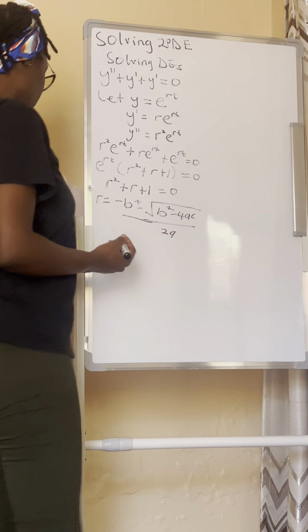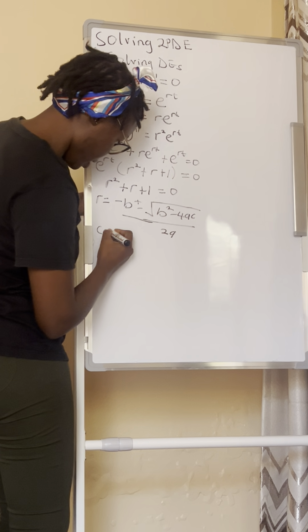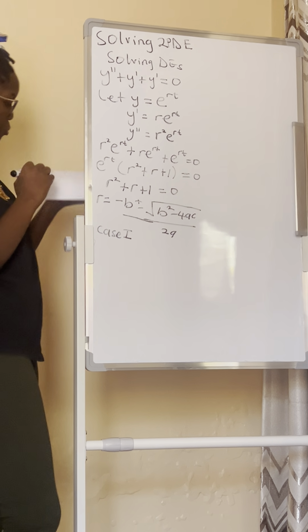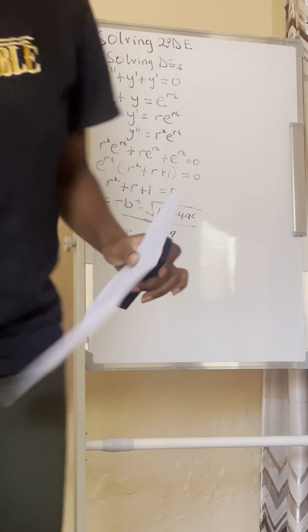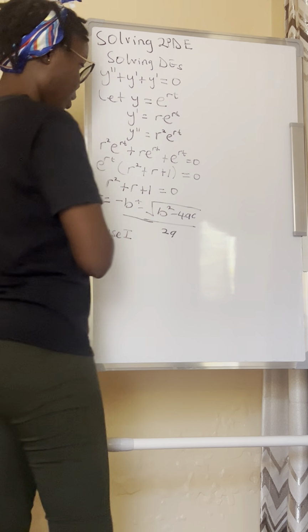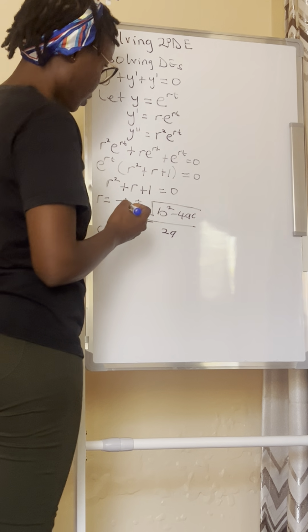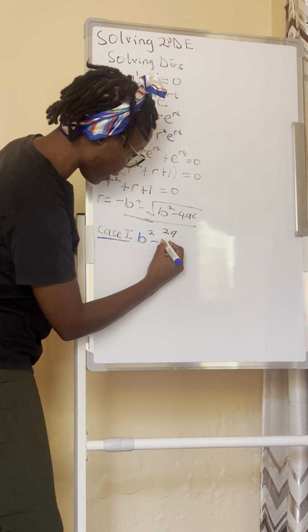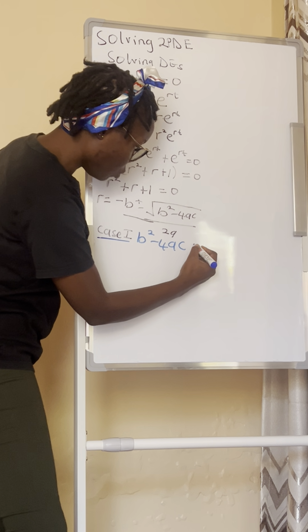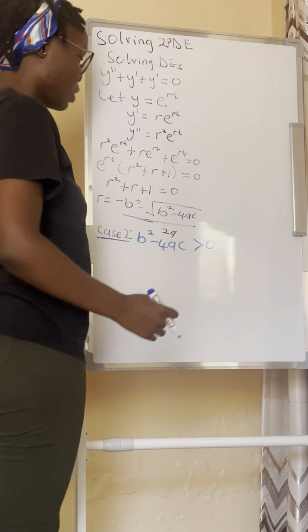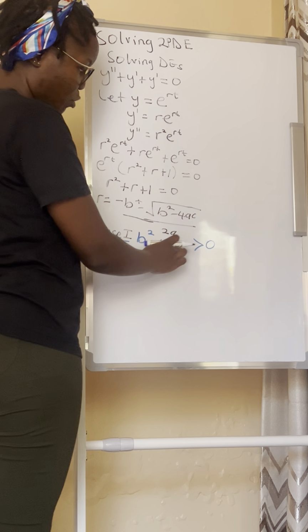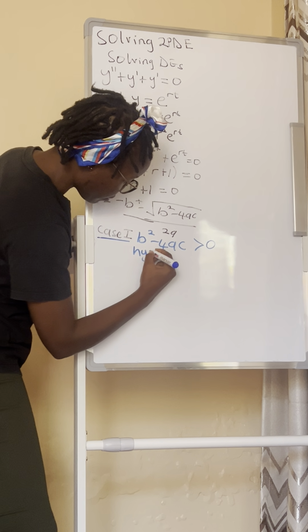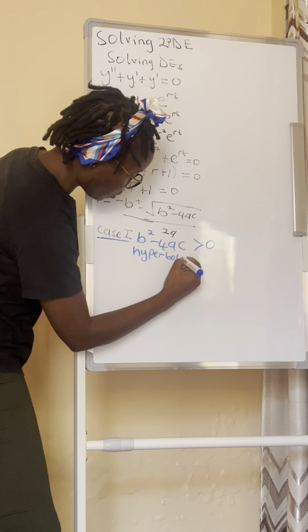Now, in case 1, solving this equation, the discriminant b squared minus 4ac will be greater than 0. For these kinds of equations where the discriminant is greater than 0, it is known to be a hyperbolic equation.